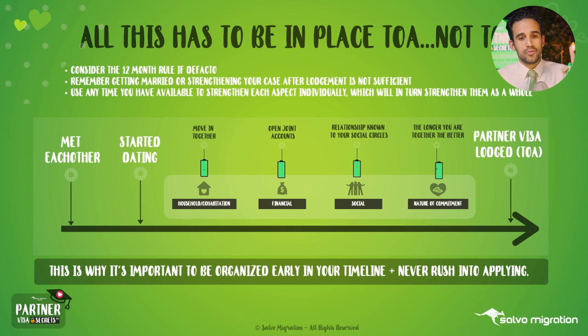You met, you start dating, you move in together, you open up joint accounts, your relationship is known to your social circles, you've been together longer, you apply for the partner visa. Strengthen those aspects before you apply. This is why it is important to be organized early in your timeline.